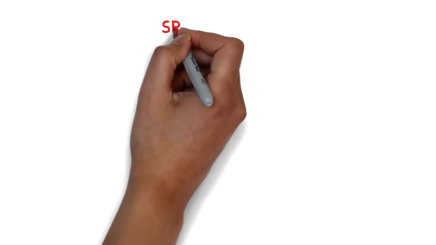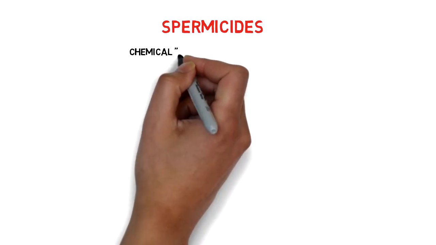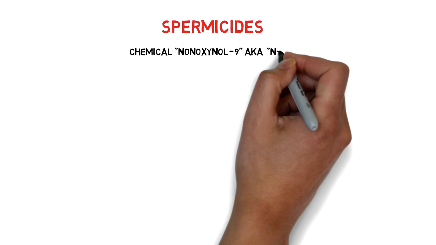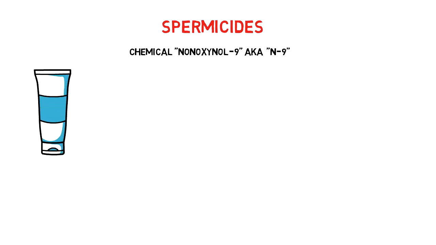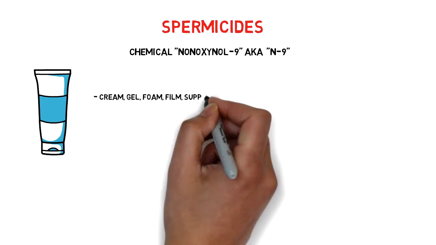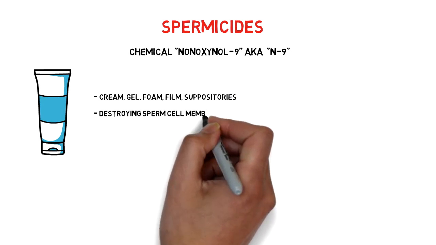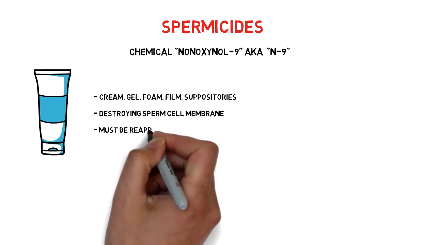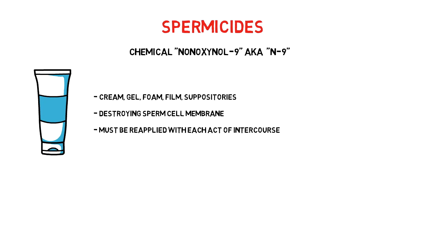Now you may be wondering, wait, you just mentioned spermicides. What are those? So spermicides are a chemical compound called nonoxynol 9 or N9 that you can get at your local pharmacy in several forms. So you can get it in the form of a cream, gel, foam, film, or suppository. You need to follow the instructions to know when to put them in depending on what form you bought. Spermicides work by destroying the membrane of the sperm cells. It needs to be reapplied before every act of sexual intercourse in order for it to remain effective.